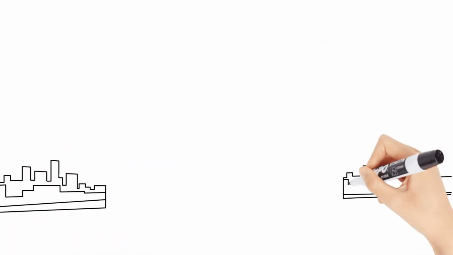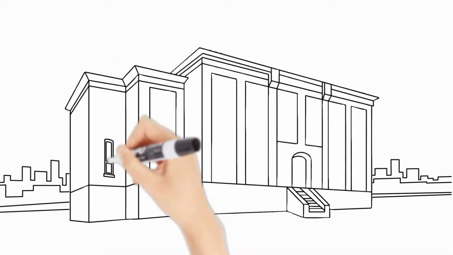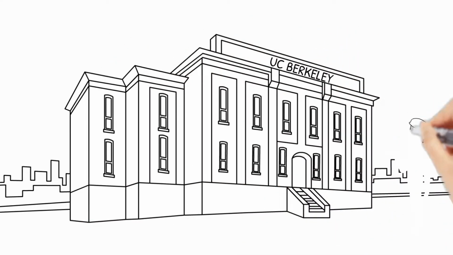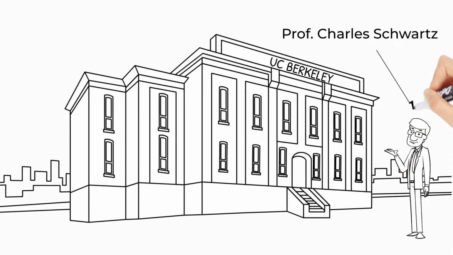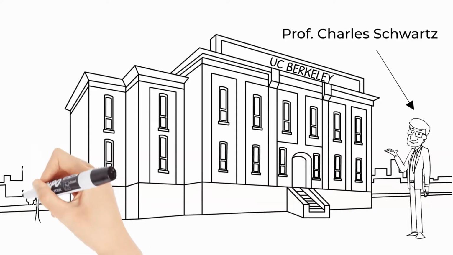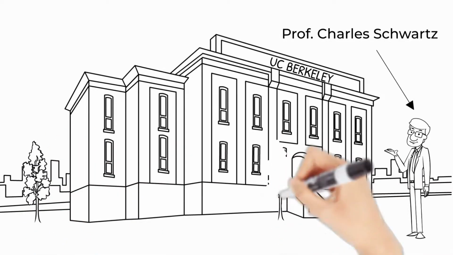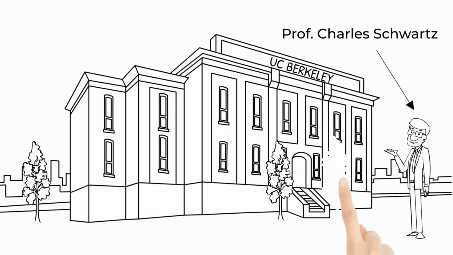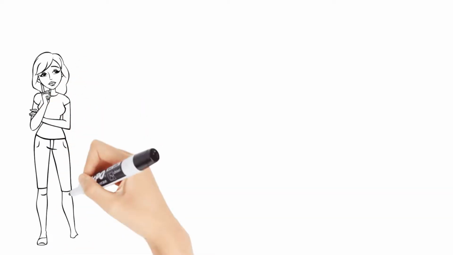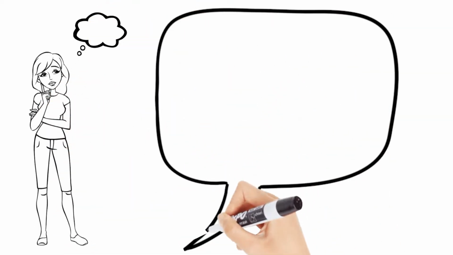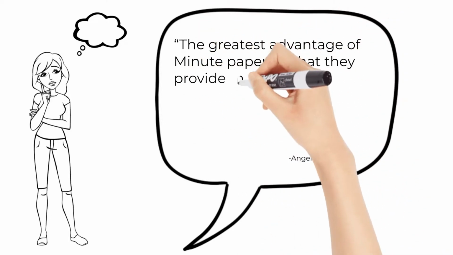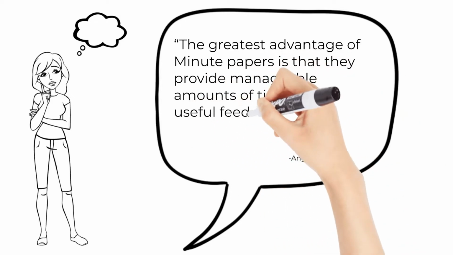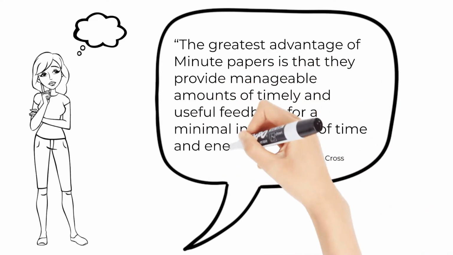The 1-minute paper is a classroom assessment technique thought to have been created at UC Berkeley by Professor Charles Schwartz in the late 1970s to early 1980s, as cited by Vera in his paper, The 1-Minute Paper Technique, Promoting Teachers' Innovation. But why use this classroom assessment technique? As stated by Angelo and Cross, the greatest advantage of minute papers is that they provide manageable amounts of timely and useful feedback for a minimal investment of time and energy.